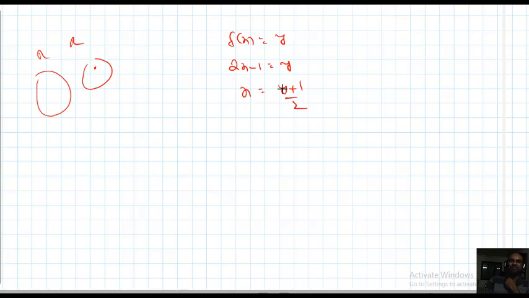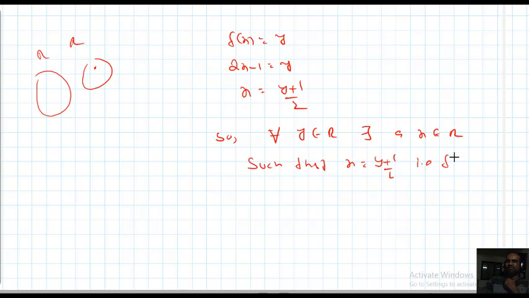What is R? What is y here? A real number. For every real y, x should be real. We need to check. See here, no problem. Take any y, (y plus 1) by 2 is a real number only. So I can write: for every y belongs to R, there exists an x belongs to R such that x equal to (y plus 1) by 2. That is f of x equal to y. Therefore, f is onto.